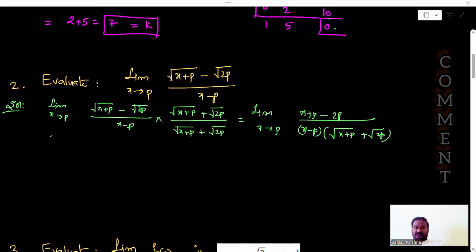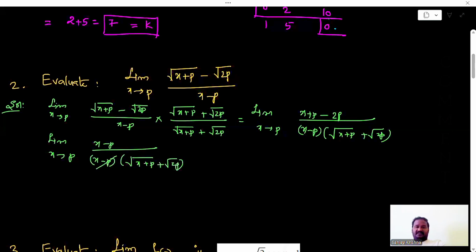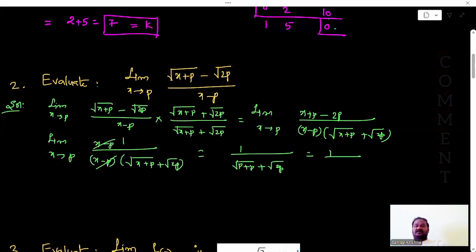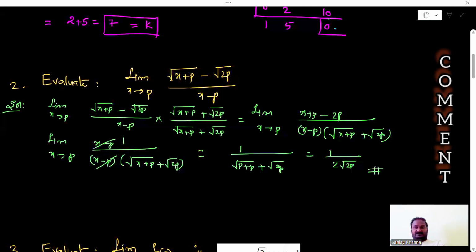Now see, when you simplify the numerator, limit x tends to p, the numerator is going to be x plus p minus 2p, which is x minus p, divided by, still we have one more x minus p in the denominator, into root over x plus p plus root 2p, right? Again, x minus p gets cancelled. Finally, left with 1 divided by root over x plus p plus root 2p. x is going to be p, right? So it is p plus p, root 2p plus root 2p, which is equal to 1 divided by 2 root 2p. This is the limit of the function, right?